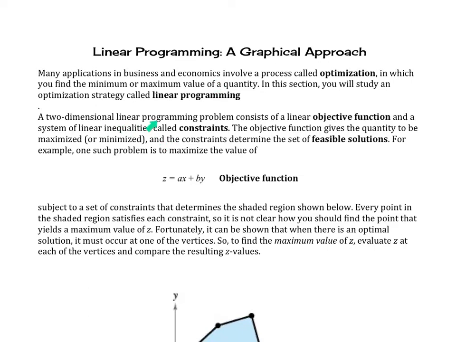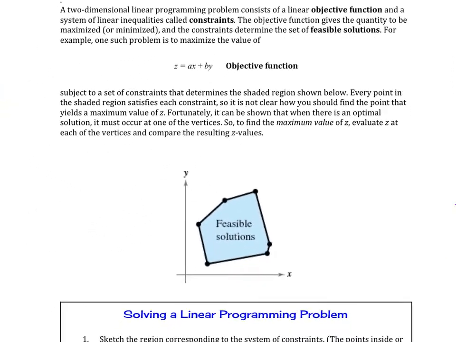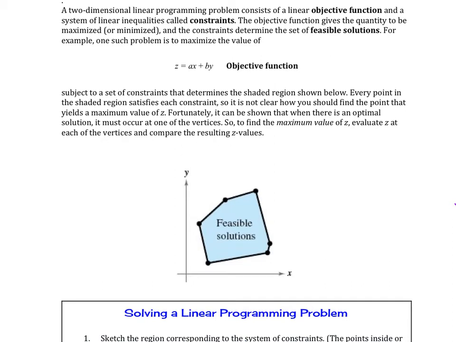A two-dimensional linear programming problem consists of a linear objective function and a system of linear inequalities called constraints. The objective function gives a quantity to be maximized or minimized, and the constraints determine the set of feasible solutions. For example, one such problem is to maximize the value of z equals ax plus by, which is the objective function, and it's subject to a set of constraints that determines the shaded region shown below.